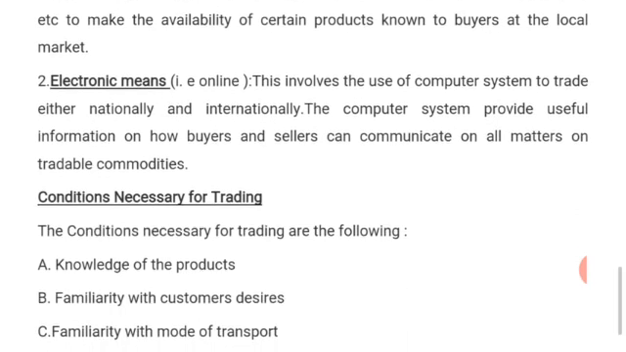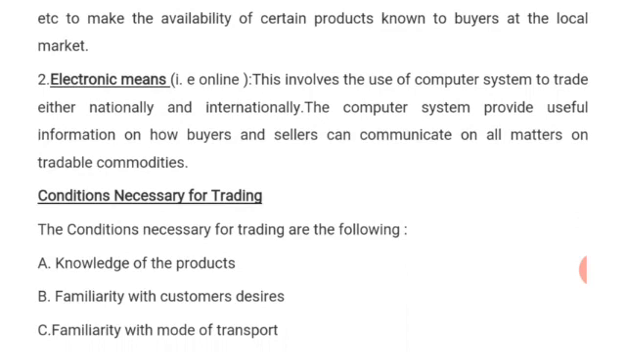Number two, electronic means. This involves the use of a computer system to trade either nationally or internationally. The computer system provides information on how buyers and sellers can communicate on all matters on trading commodities, meaning that through the computer, buyers and sellers can interact. The sellers must have advertised or displayed the goods through their own website on the computer, and the buyers will search for the goods they want to buy on a computer that has internet. When they do that, they can easily interact in their buying and selling activities.